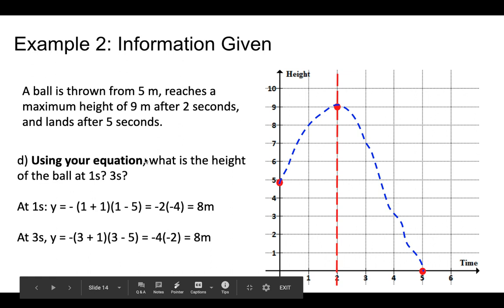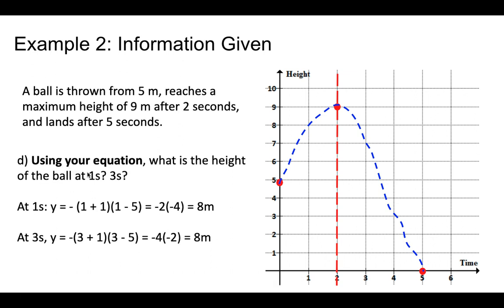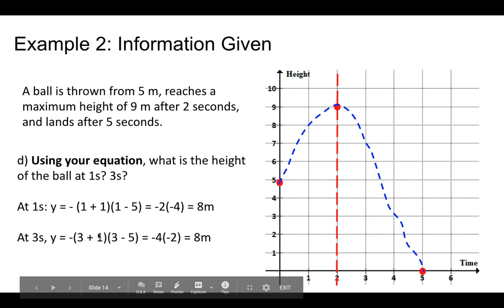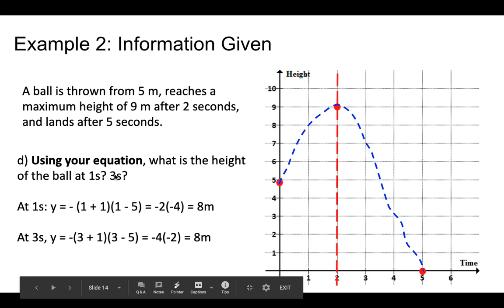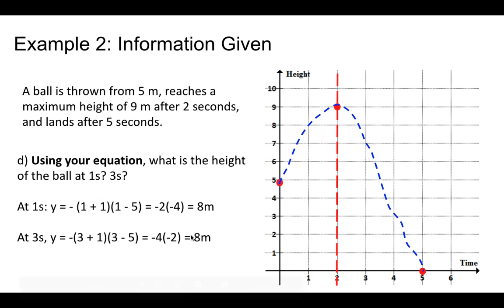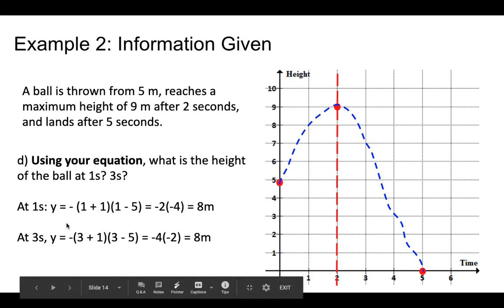The reason why we want to use the equation, if possible, to find these types of values is, look at my graph. If I looked at when my ball is at 1 second, I would say it was 8, but at 3, I would say it's about 7, right? Because I didn't draw this very nicely. So to get a very precise number for our answers, we can use the equation.